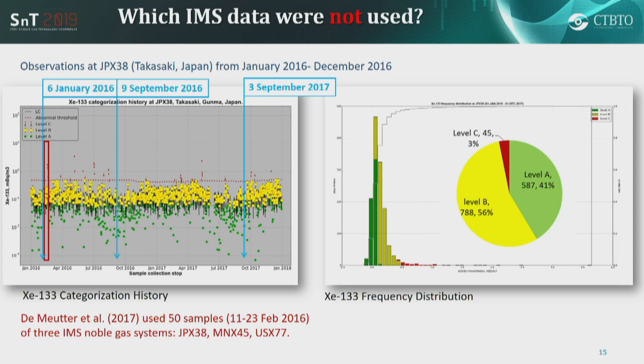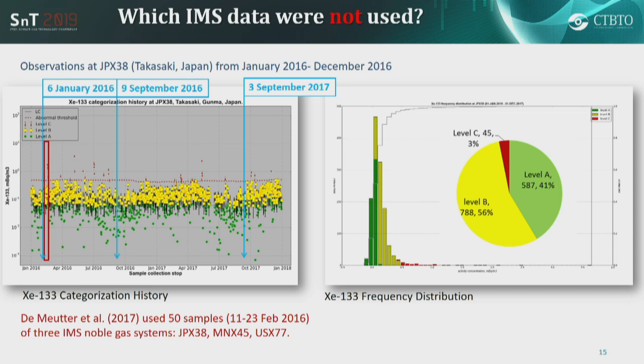Just consider the distribution of concentrations. Here you see the distribution chart over the concentrations at Takasaki. In dark green, you see the level A non-detections, and this is about 40% of all samples. Then level B, more than 50%, in this dark yellow color, and the red samples are level C with high concentrations. Only 3% of the samples are high concentration.